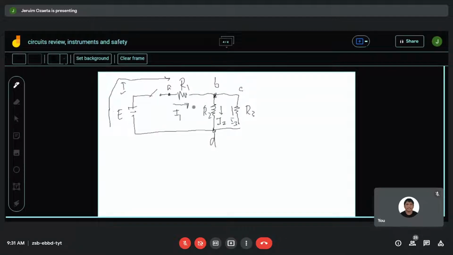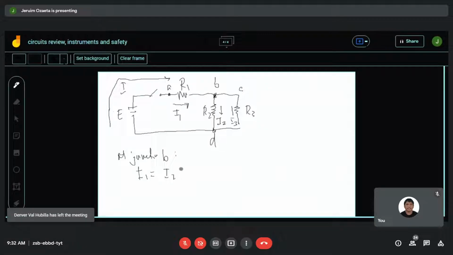We note that at junction B, I sub 1 equals I sub 2 plus I sub 3. At B, ito ang node na pinasukan ng current I sub 1. So, the current here will be equal to what enters and equal to what leaves. Anong pumasok, yan ang lalabas.